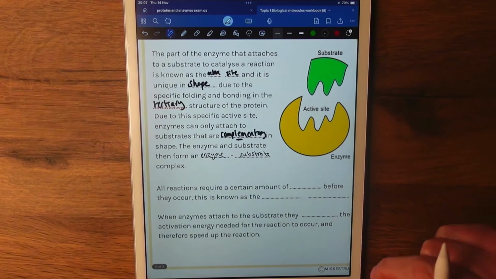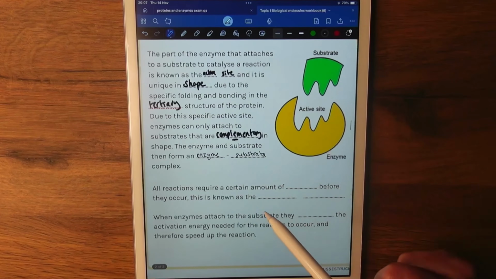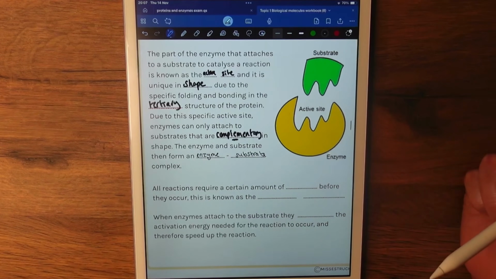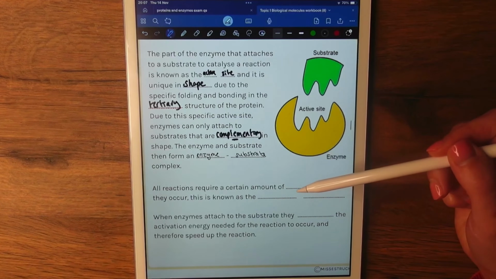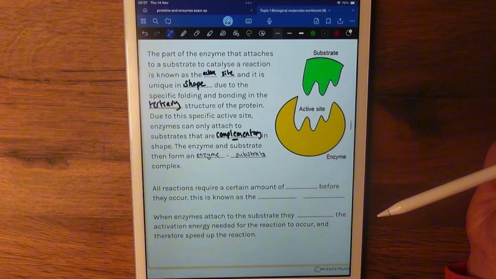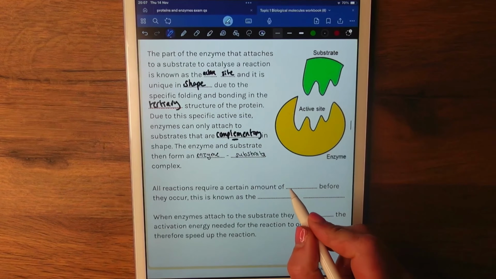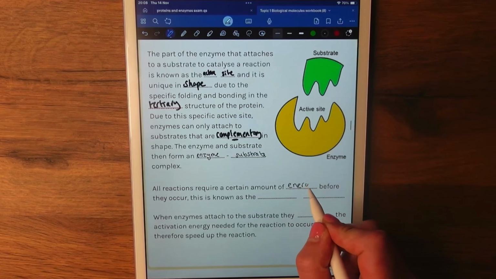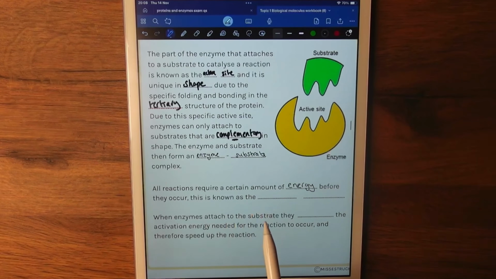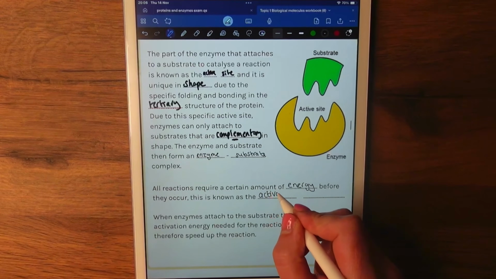All reactions require a certain amount of something before they occur. And this is known as the something. What do we reckon for this? Yeah, well done. I can see correct answers coming in. It's the amount of energy before they occur. And that is known as, yeah, I can see loads of correct answers. Brilliant. It is the activation energy.